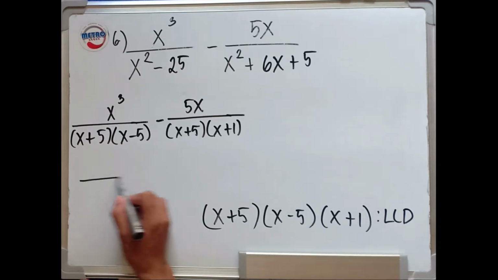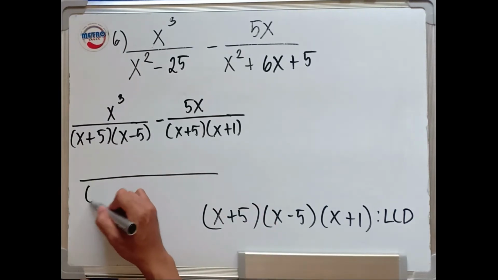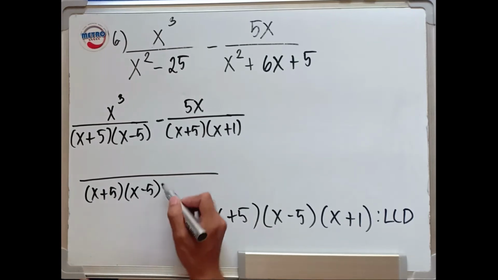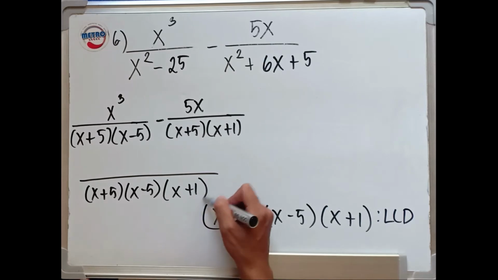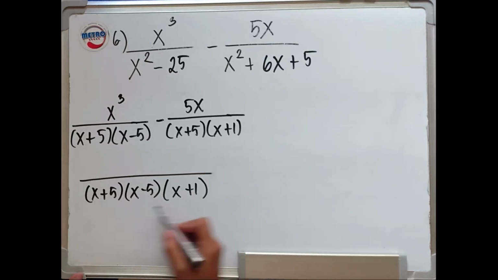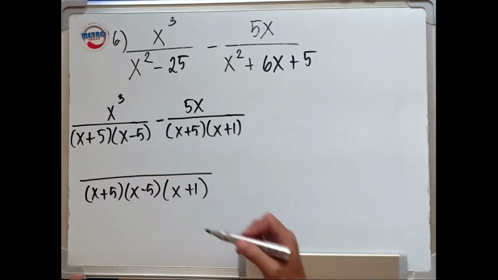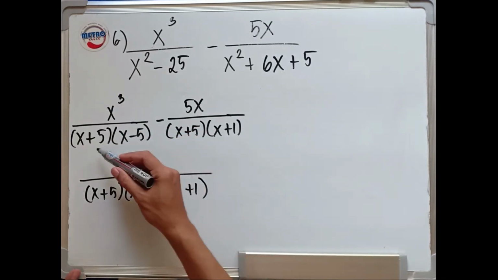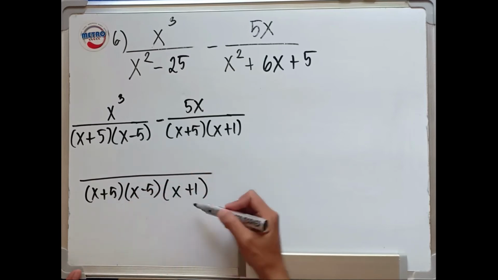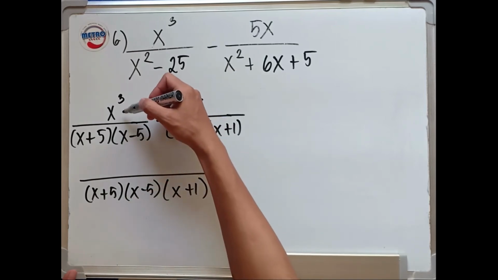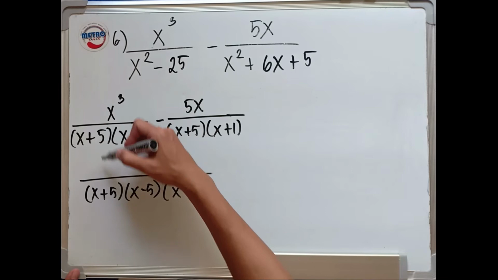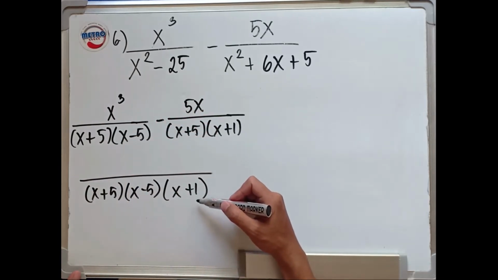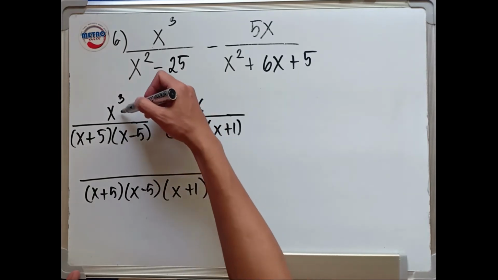Then, we're going to use now the LCD. x plus 5, x minus 5, and x plus 1. Then, this LCD will be divided by this denominator. Then, what is different between this denominator and the LCD is what we multiply to x cubed. So, x plus 5 and x minus 5 are the same, except x plus 1. x plus 1 will be multiplied to x cubed.